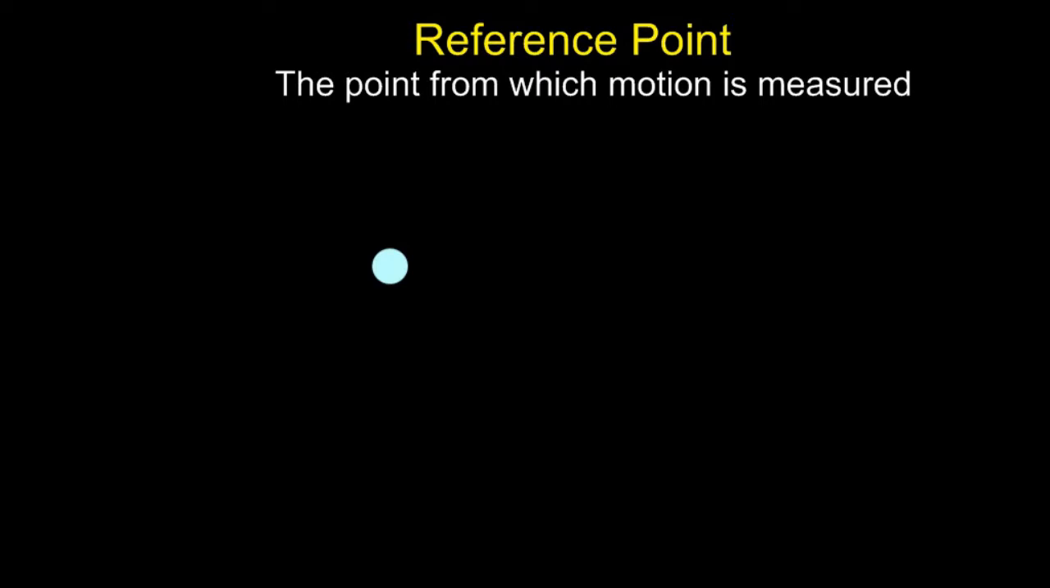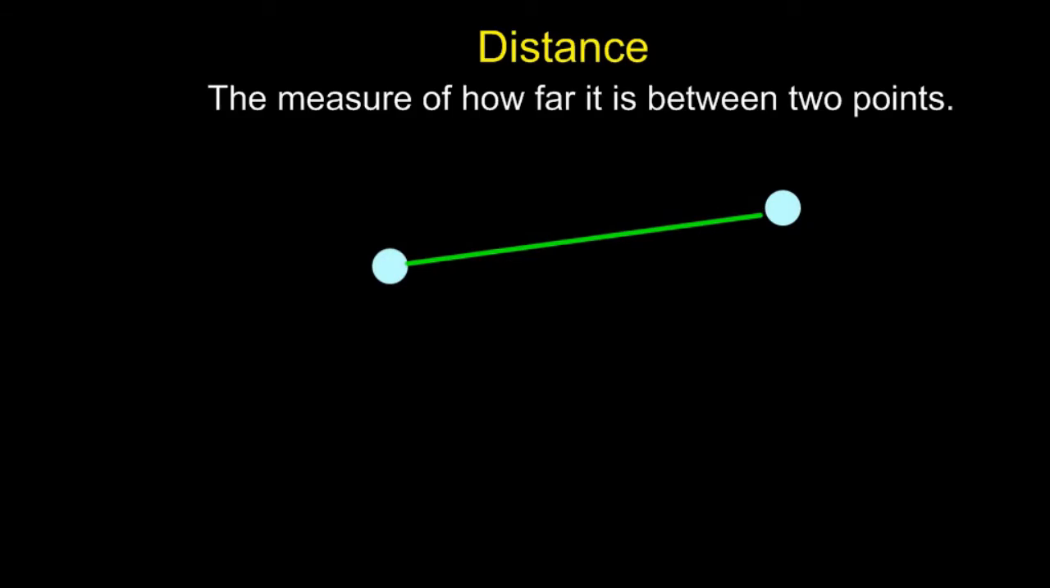Now let's pick another point. Let's say here. Notice that there's some space between those 2 points here. Now the amount of space between the 2 points, or how far away it is, we call that distance. The measure of how far it is between 2 points. Now, distance is what we call a scalar quantity. Well, what does that mean?